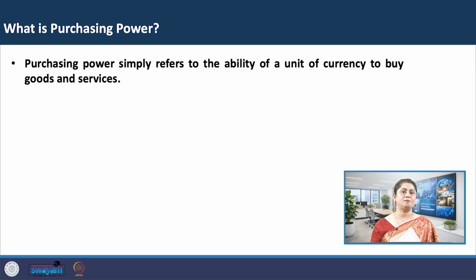Let me give you a simple example. If rupees 100 allows you to buy a full meal at a local restaurant in India, then that meal is a reflection of the purchasing power of rupees 100 in the Indian economy. Rupees 100 gives you that much consumption. This is your purchasing power. Now, purchasing power simply refers to the ability of a unit of currency to buy goods and services. In other words, it tells us how much consumption a particular amount of money can support.